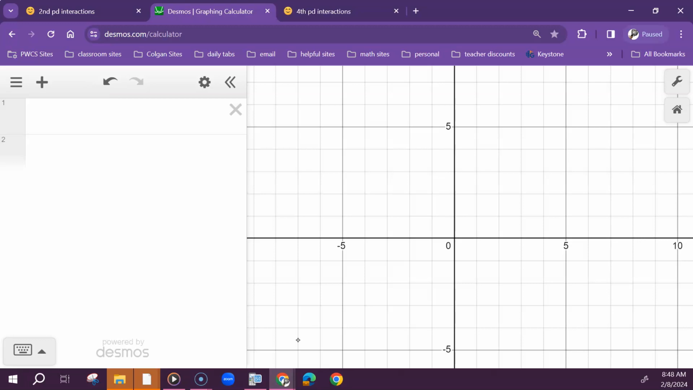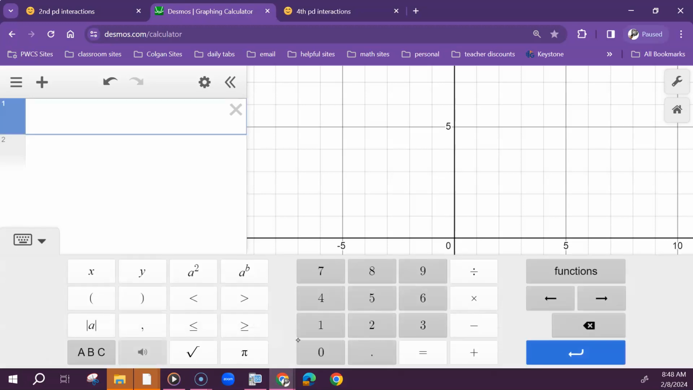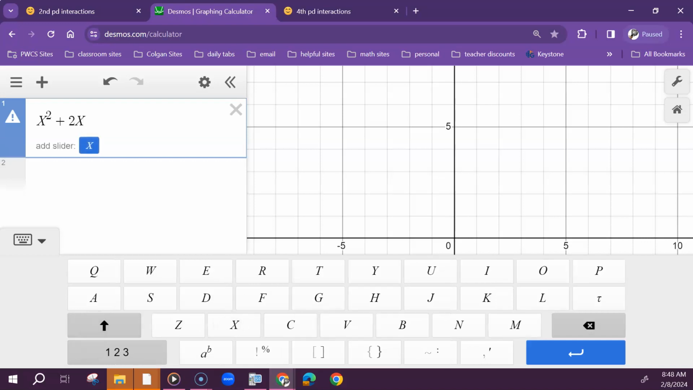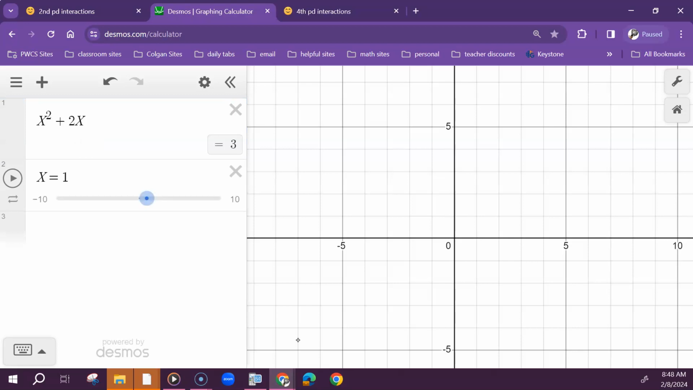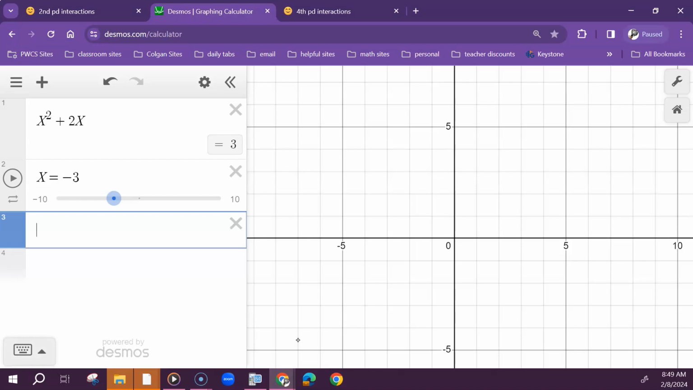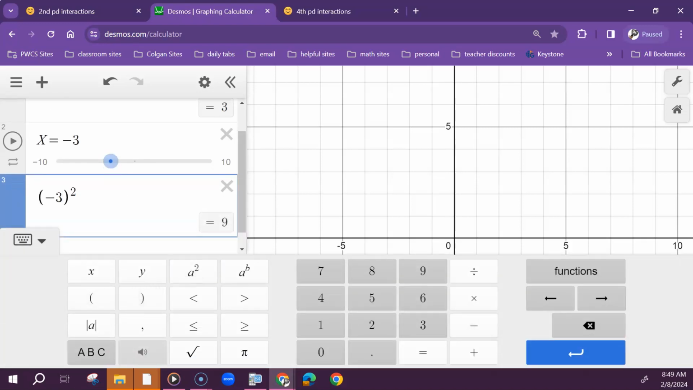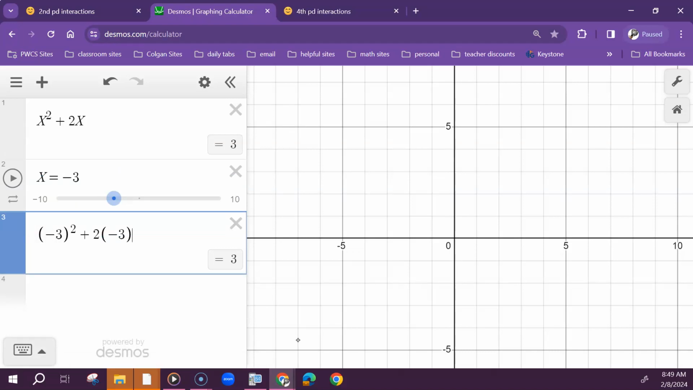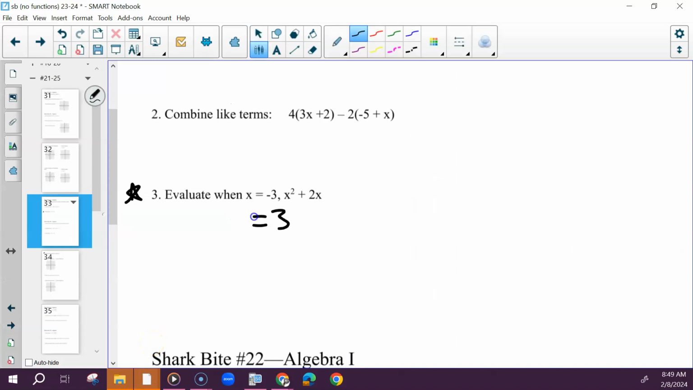So for number 3, you could type in the expression using capital X's, and then add the slider, and then change the value to be -3. And it will show you what that would equal. You could also put -3 into the expression using parentheses. Either way, you would get 3. So if you did use one of these methods on your answer sheet, you can just put I did it in Desmos. Questions on that one?